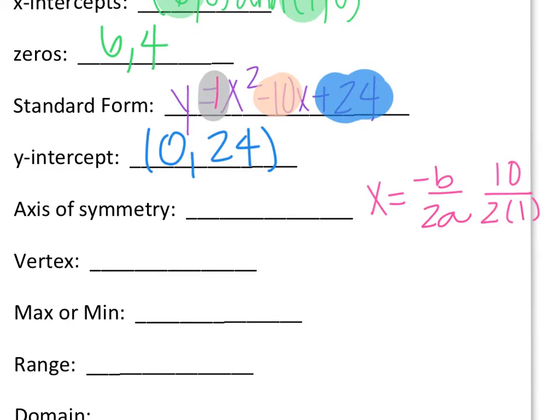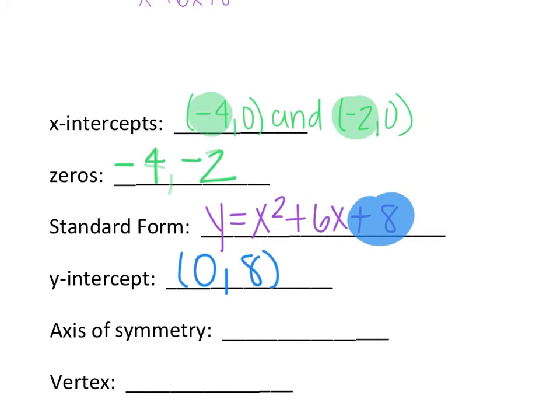So just to refresh, this 10 on top came because that was the number in front of x. And the 1 on bottom I got from the number in front of x squared. So on top I still have 10. My denominator, which is 2 times 1, is really 2. And 10 divided by 2 is 5. So my axis of symmetry is x equals 5.